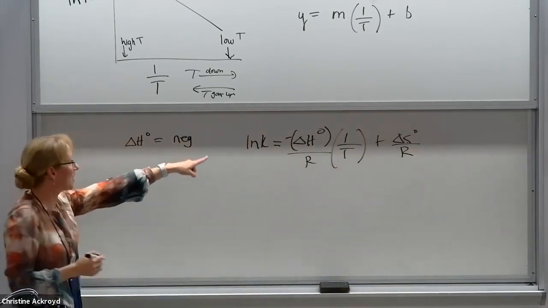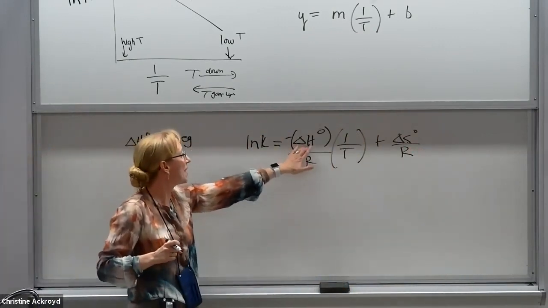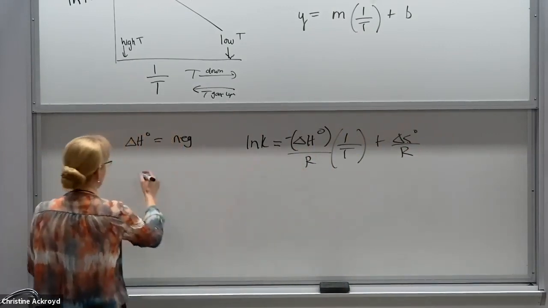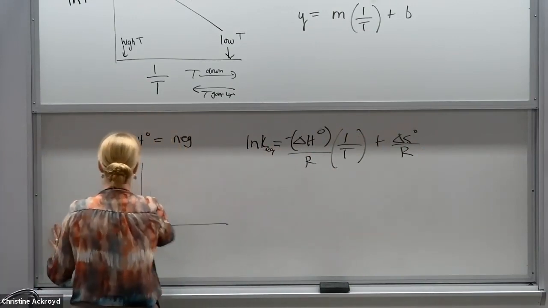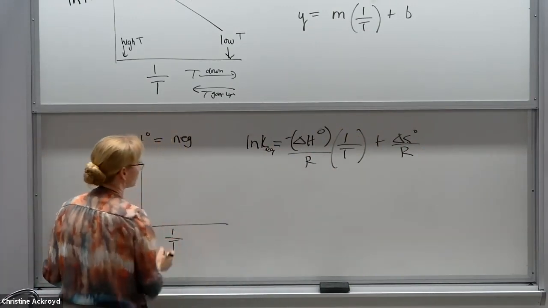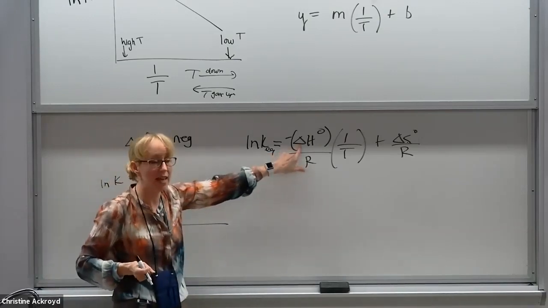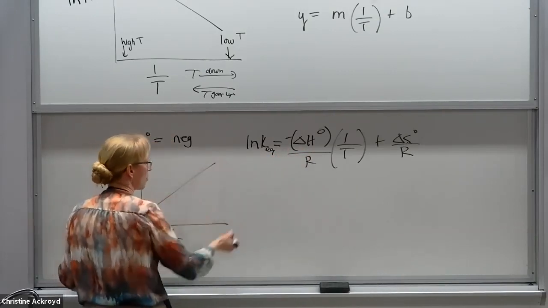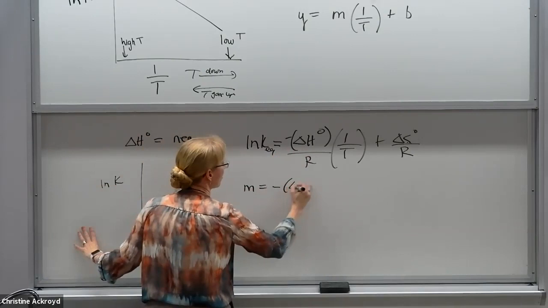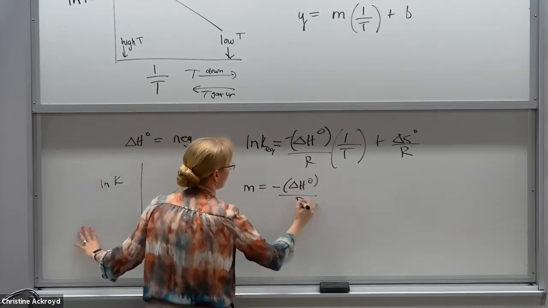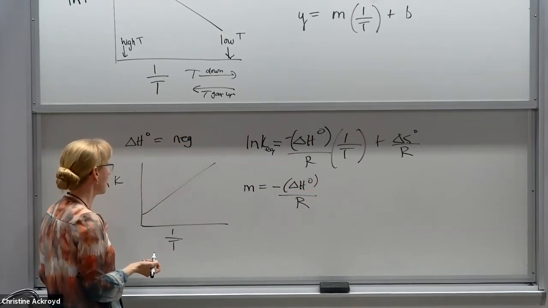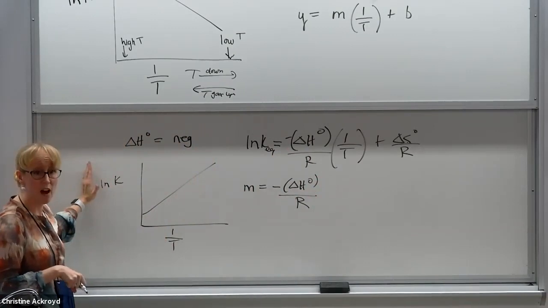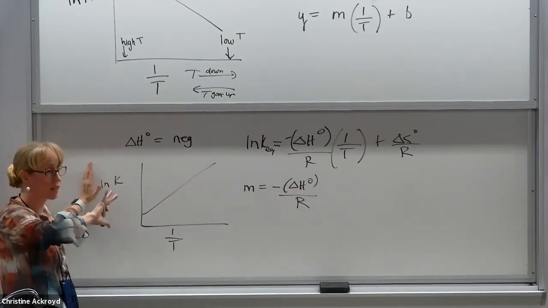Okay, if delta H is negative, what does the slope look like for a plot of natural log of k versus 1 over T? Delta H naught is negative. What's the slope? It has to be positive because the slope is the negative of delta H naught over R, right? Okay, so from the equation, you can draw the Van't Hoff plot with the appropriate curve and the slope.